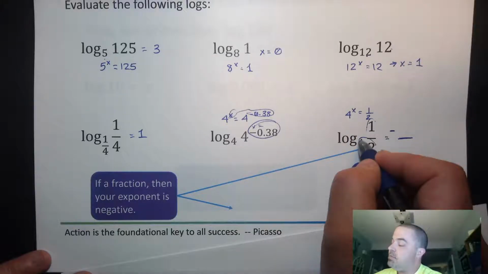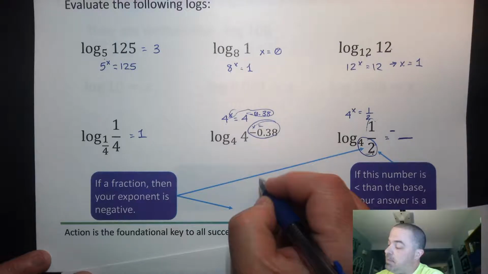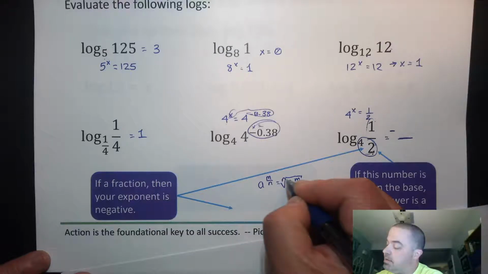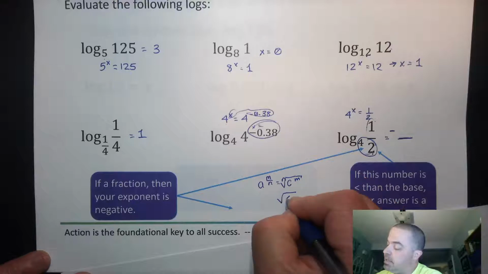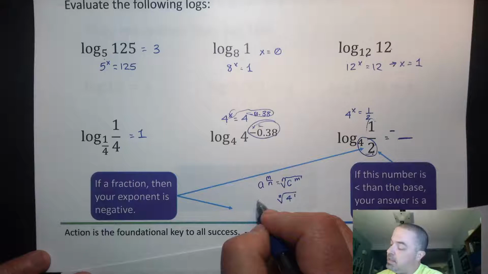So now the relationship I'm trying to figure out here is this. How do I go from 4 down to 2? Well, I take the square root. The square root of 4 is 2. So if you remember, a to the m over n is going to be equal to the nth root of a to the m. So in other words, if I take the square root of 4, then that means it's going to be 4 to the 1/2.